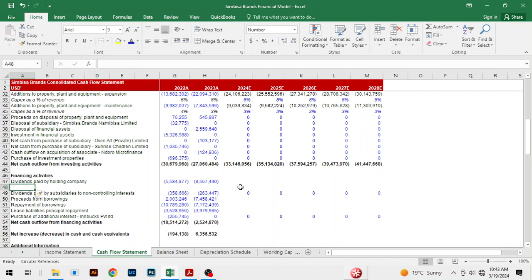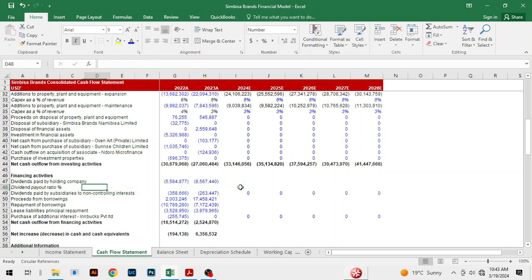So we are going to use the dividend payout ratio, right? So we're going to use the dividend payout ratio. So here we're saying dividend payout ratio, that's a percentage there.